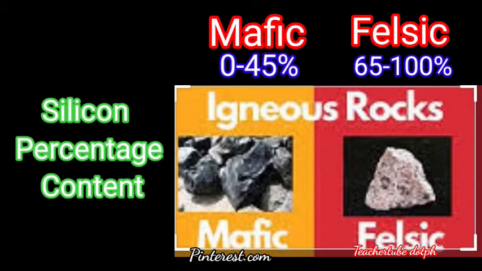And the felsic that contains 65 to 100% silicon are light colored igneous rocks. They can be broken down into Fel for feldspar and SiC for silica. The intermediate has a silicon content of 45 to 65%.